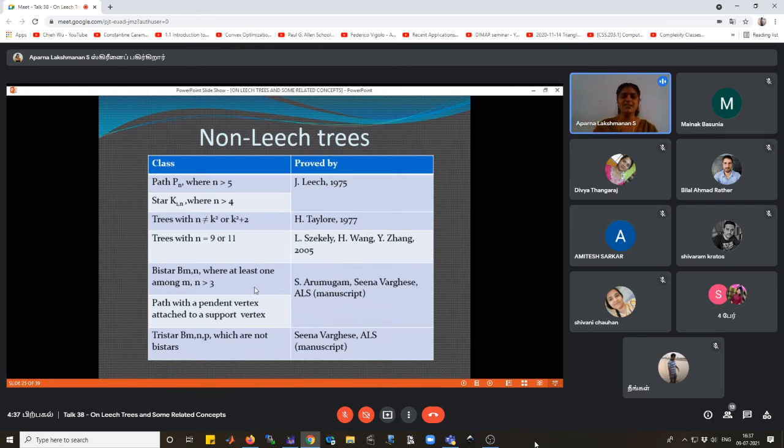This manuscript is now online and will soon appear in print. And the case where a path has one pendant edge attached to any of the internal vertices, that also we have completed, and that manuscript is under preparation. Not in a final stage. We will be communicating that soon. And the case of tri-stars, that is, you take a P3 and attach as many pendant vertices as you want to any of the three vertices.